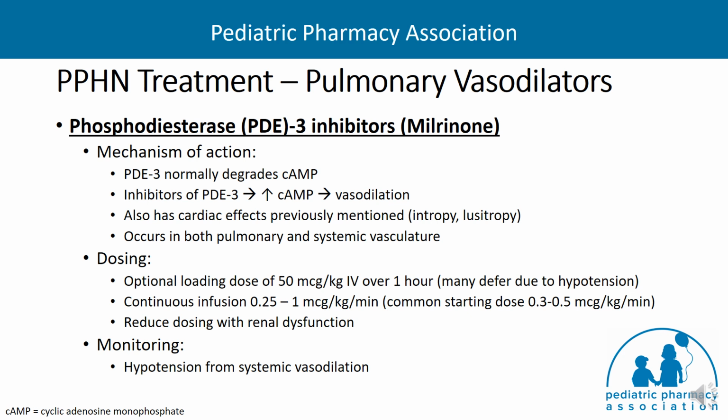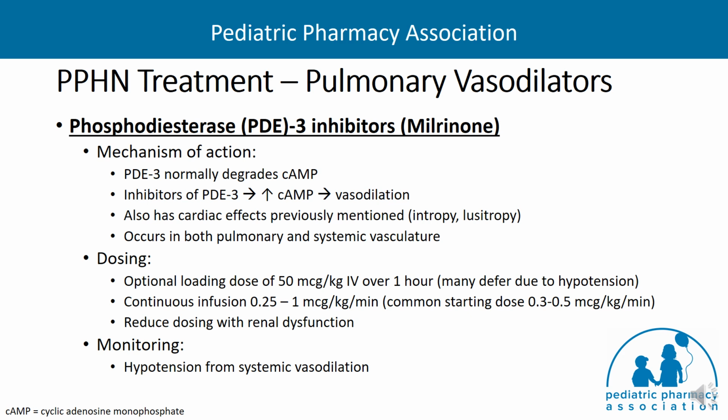Milrinone is available as an intravenous medication. It's given as a continuous infusion with or without a loading dose, like we previously mentioned. If you do decide to give the loading dose, the dose is typically 50 mics per kilo given over an hour. Again, some centers have decided to forego this. The continuous infusion dose range is typically 0.25 to 0.5 mics per kilo per minute, titrated up to a maximum of 1, which has demonstrated an improvement in infants with PPHN who have been refractory to INO in studies. Doses should be reduced in the setting of renal dysfunction, as this can lead to accumulation of milrinone.